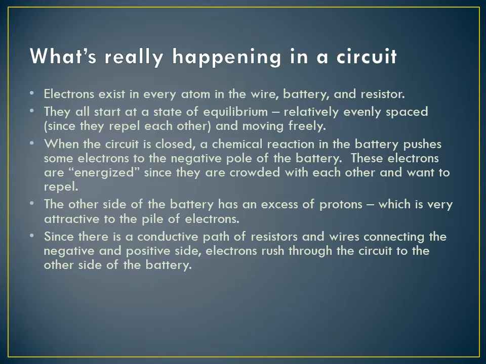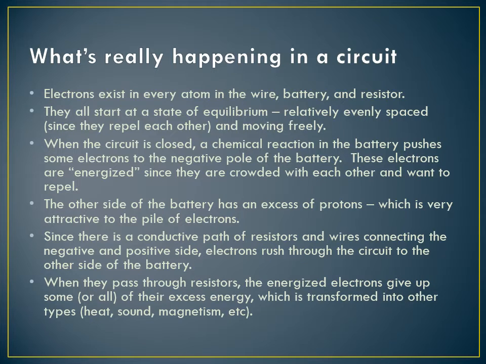Since we have a conductive path of resistors and wires connecting the negative and positive sides of the batteries, those electrons flow through the circuit to get back to the other side of the battery. When the electrons go through resistors, they transform some of their electrical potential energy into other types of energy that is useful. So that's kind of where the magic in circuit happens, when electrical energy is transformed into useful energy.